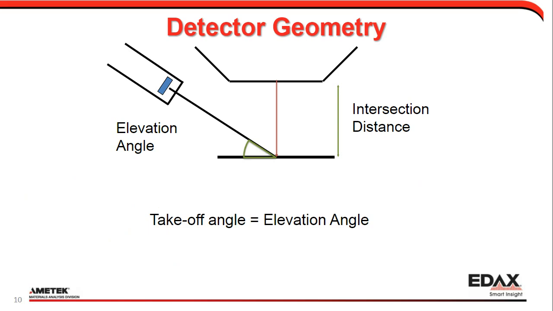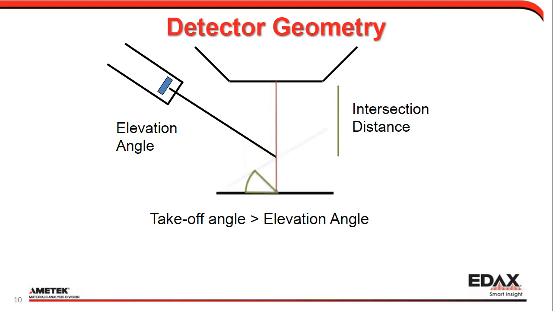So if I have my sample right at the sweet spot, my working distance is equal to the intersection distance, and the takeoff angle will be equal to the elevation angle. If I tilt my sample towards the detector, now my takeoff angle is larger than the elevation angle. And if I move my sample down, so my working distance is longer than my intersection distance, again, my takeoff angle will be larger than my elevation.